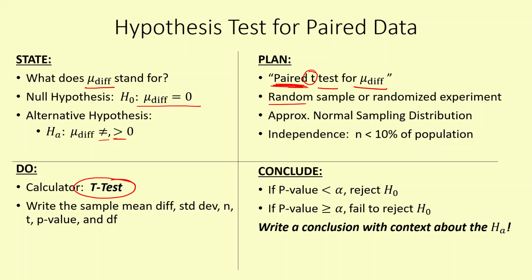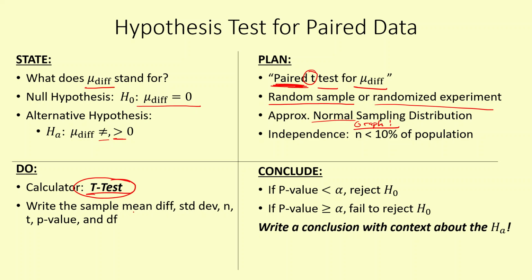We need either a random sample or a randomized experiment. This could be flipping a coin to see who does treatment A and who does treatment B. Our randomization there takes care of that. The normal sampling distribution for mean stuff still applies, so we either need a normal population or a sample size greater than 30, or we need to look at the graph. Most of the time here, it will be the graph, so make sure you can do those graphs. And for independence, we should be less than 10% of the population.